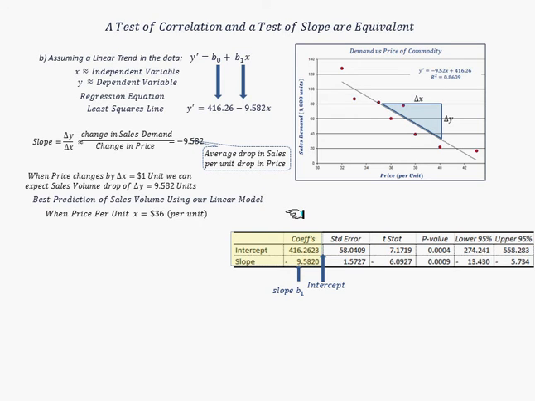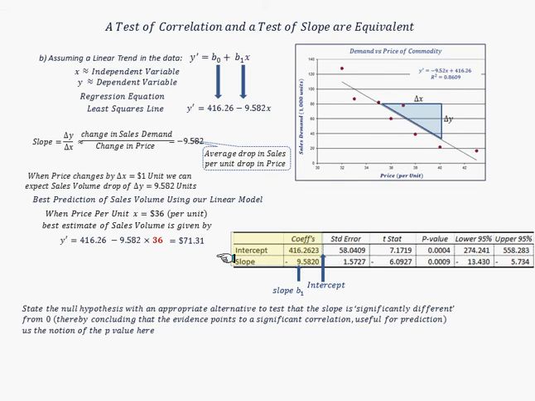The best prediction of sales volume when the price is $36 per unit is a matter of simple substitution, and that's given by 71.31, which corresponds to the Y value when X is 36 here.